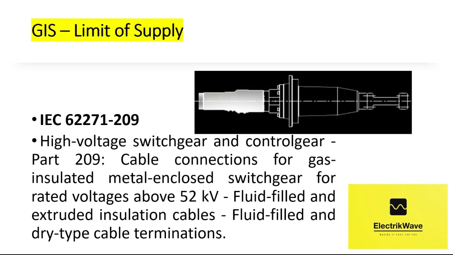IEC 62271-209 covers the connection assembly of fluid-filled and extruded cables to gas-insulated metal-enclosed switchgear, GIS, in single or three-phase arrangements, where the cable terminations are fluid-filled or dry-type and there is a separating insulating barrier between the cable insulation and the gas insulation of the switchgear.